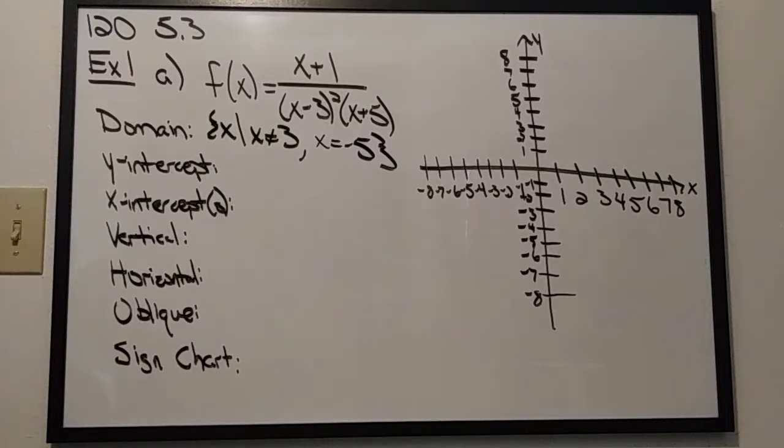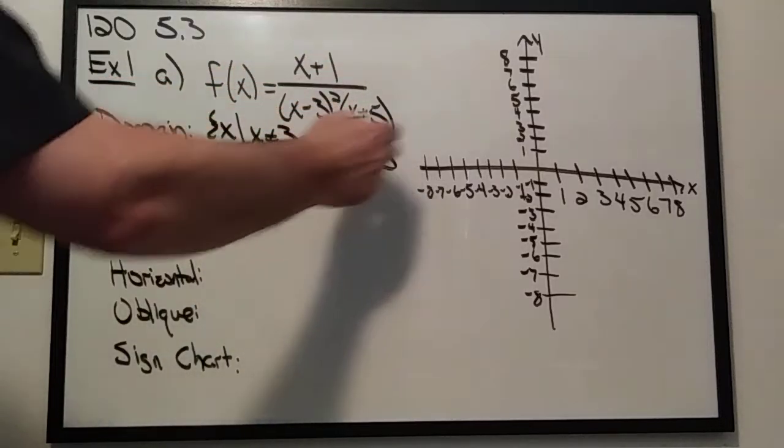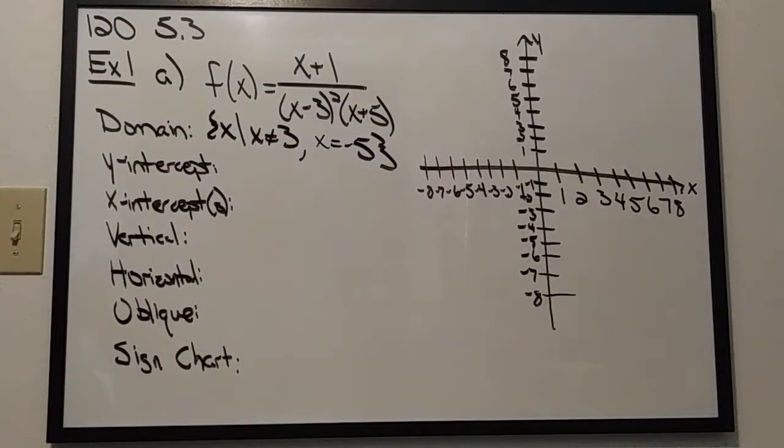Now, the next piece then on your handout says that we should go ahead and cancel any common factors. In this particular problem, you're going to notice we have a factor of x plus 1, factor of x minus 3, and a factor of x plus 5. Nothing is common to the numerator and to the denominator, so that means then that we're not going to be able to do any cancellation on this problem. So we'll move on to y-intercept.